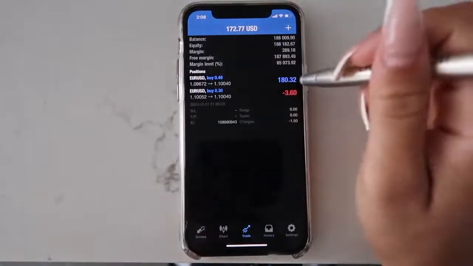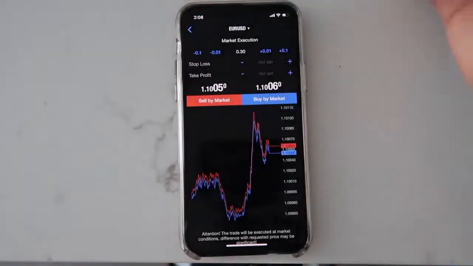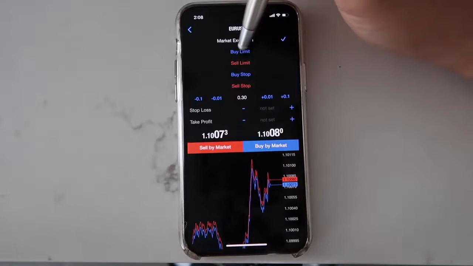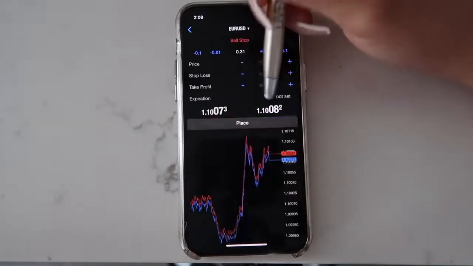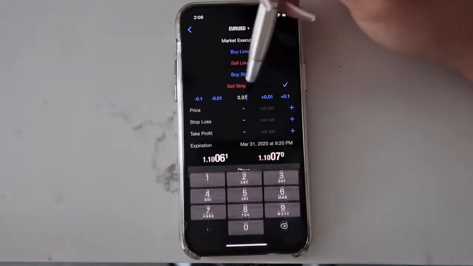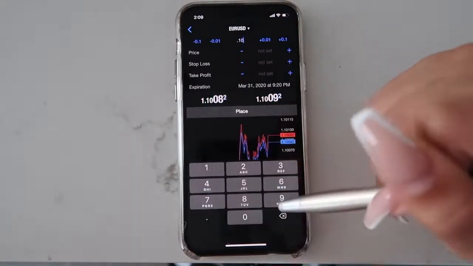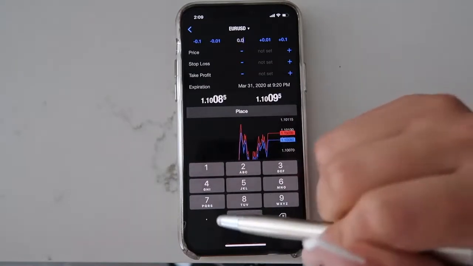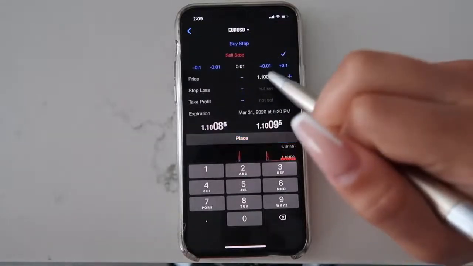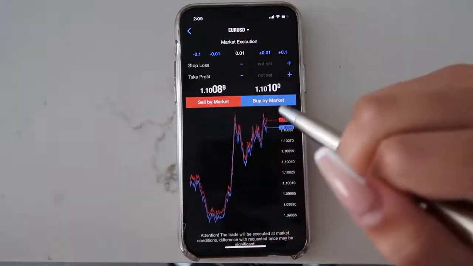You can also get into a trade from your chart screen. Up here you would hit trade. It would open up this tab, and then you can pick whether it's a market execution, buy limit, sell limit, buy stop, or sell stop, and then you can adjust your take profits. You can adjust your lot size accordingly. You can type them in. You can use a standard, a mini, or a micro. And then you would have to type in the price you would want to enter at, or if you're doing a market execution, you would simply hit sell by market or buy by market.